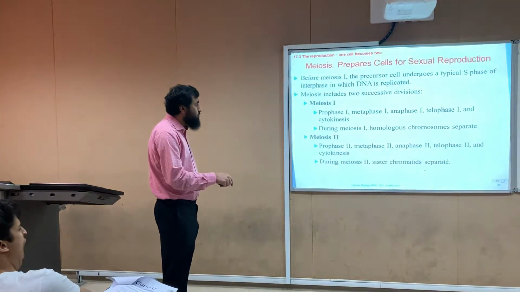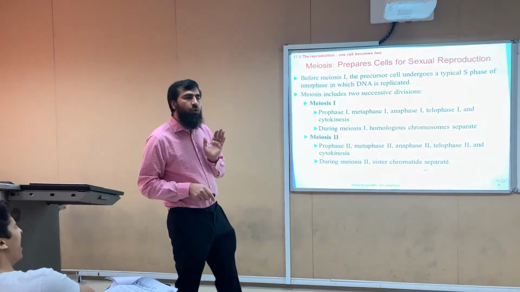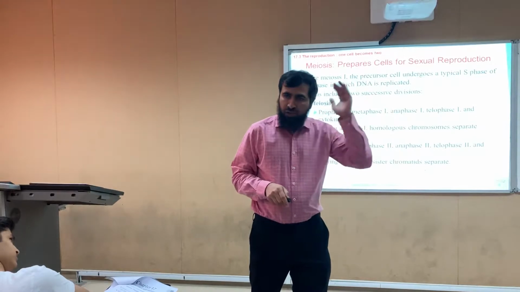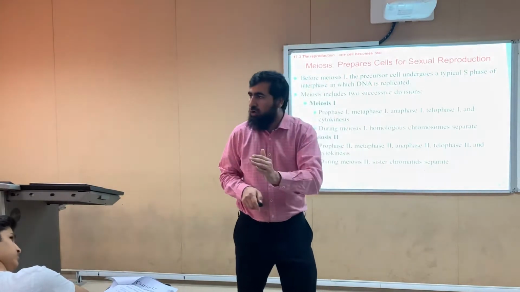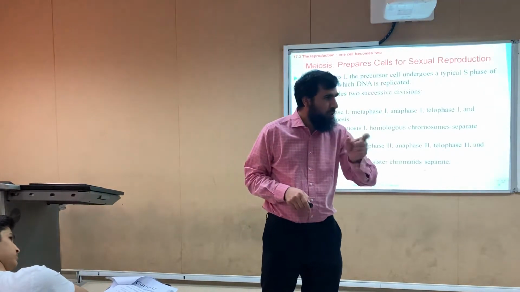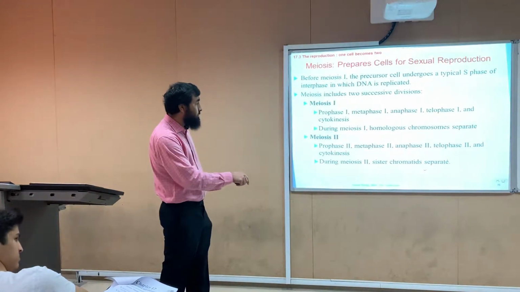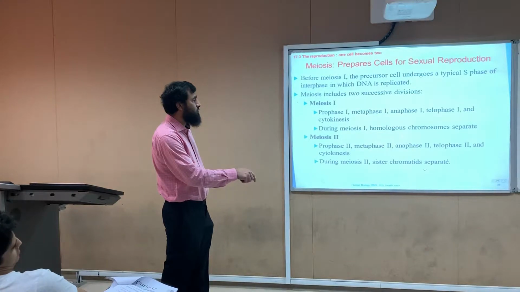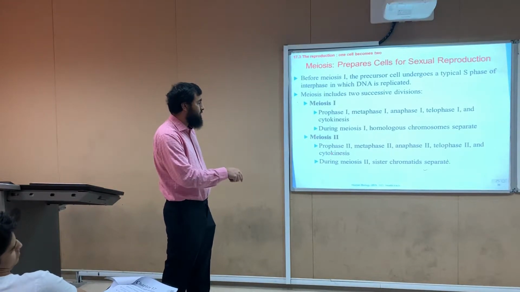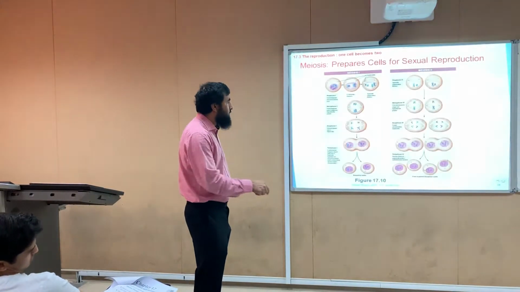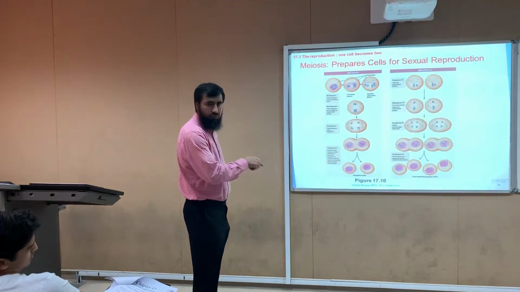In meiosis 2, there is no interphase between meiosis 1 and meiosis 2, okay? As soon as meiosis 1 happens, the cell undergoes meiosis 2. So there's no interphase between the two. Similar steps: prophase 2, metaphase 2, anaphase 2, telophase, and cytokinesis. Here, we're getting separation of the sister chromatids, the non-identical sister chromatids.